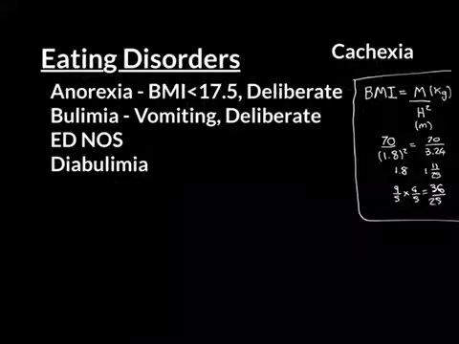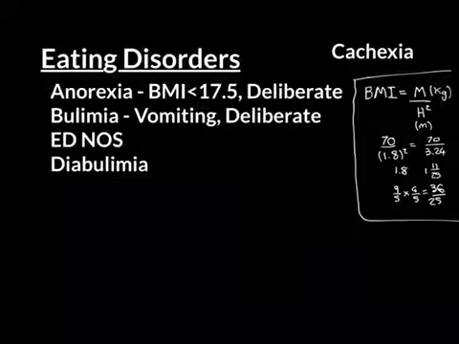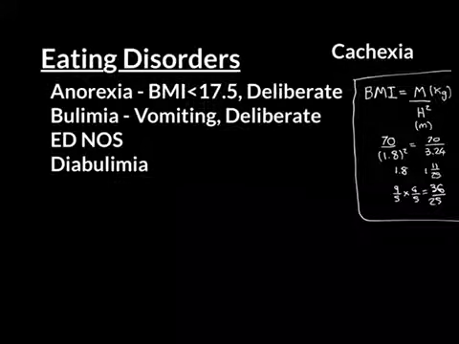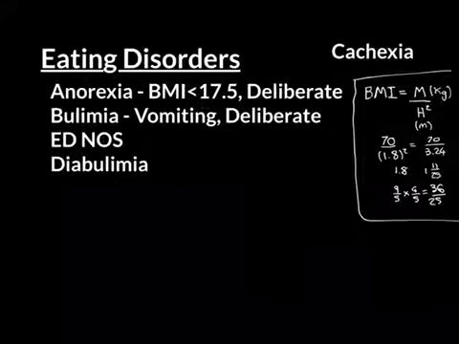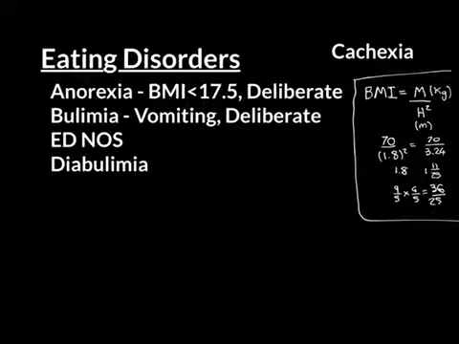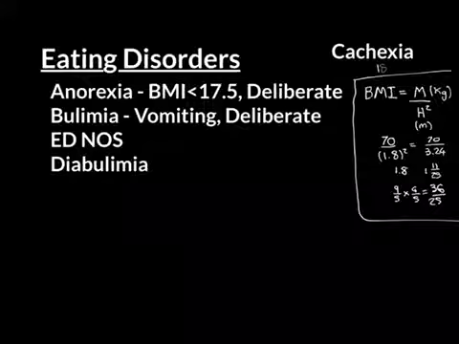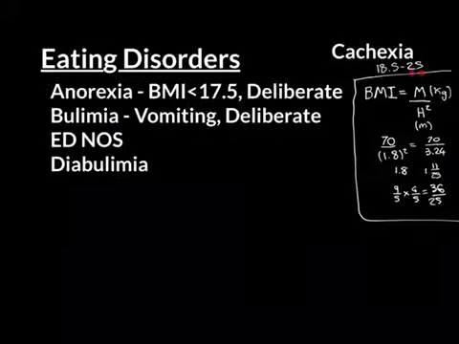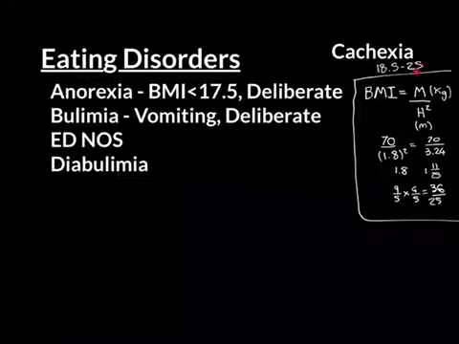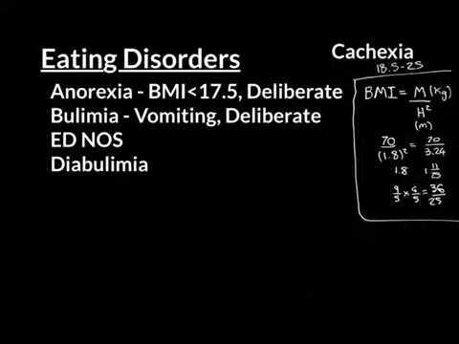Now, people with bulimia don't necessarily have to be anorexic. Some of them may actually be overweight. So remember the different ranges in BMI. So BMI 18.5 to 25 is considered normal. BMI less than 18.5 is considered underweight. BMI less than 17.5, deliberate, is anorexic. BMI between 25 and 30 is overweight. Above 30 is obese.